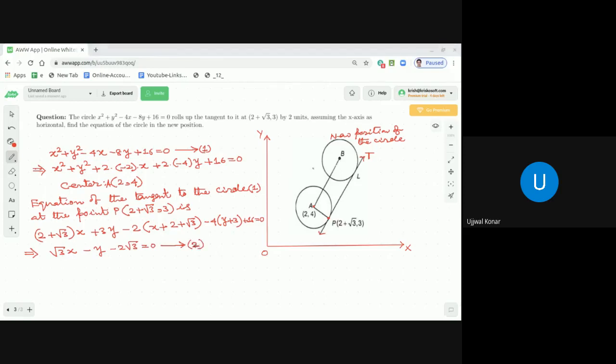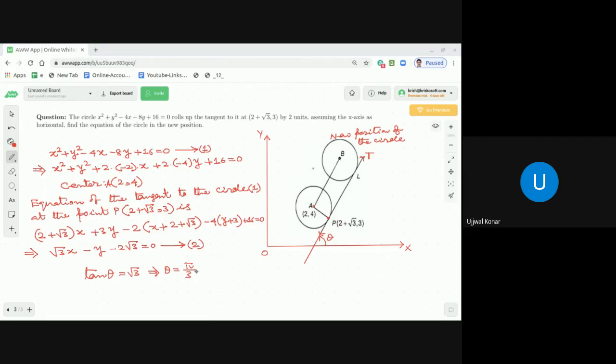Now, dear students, if this straight line, that tangent T expressed in equation 2, makes an angle theta with the positive direction of the x-axis, then what will be tan theta? If we extend that line like this, and this is the angle theta, then tan theta is nothing but the slope of line 2, that is equal to root 3. If tan theta is equal to root 3, then, dear students, theta is equal to pi by 3.